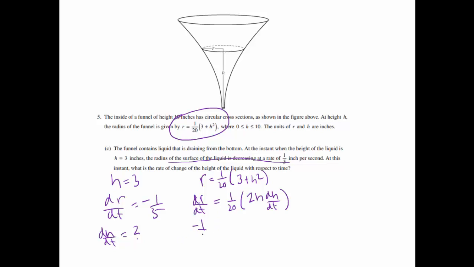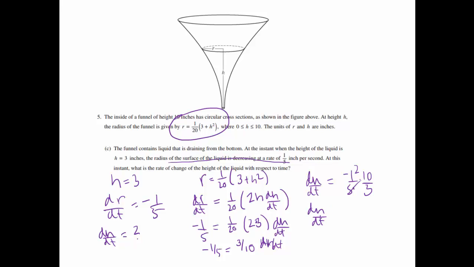We know dr/dt is negative 1/5. And we get negative 1/5 equals 1/20 times 2 times my h, which is 3, times dh/dt, which I do not know. So just continue to work this out. I'm going to get negative 1/5 equals 6/20, which would be 3/10, dh/dt. To get dh/dt by itself, I will multiply by the reciprocal, so times 10/3. And that should give me dh/dt is equal to negative 2/3. And what per what? Looks like it's going to be inches per second.